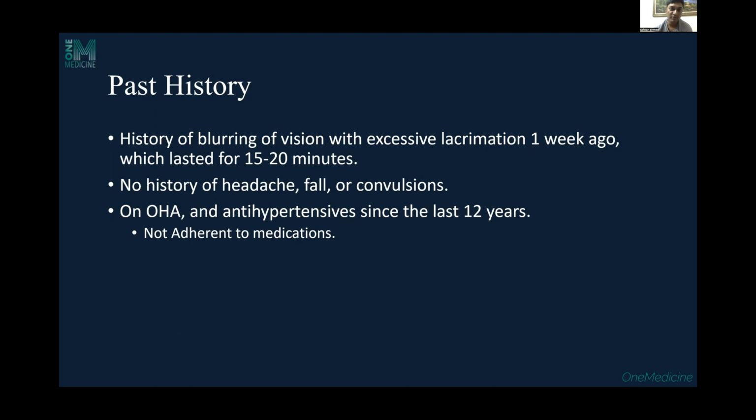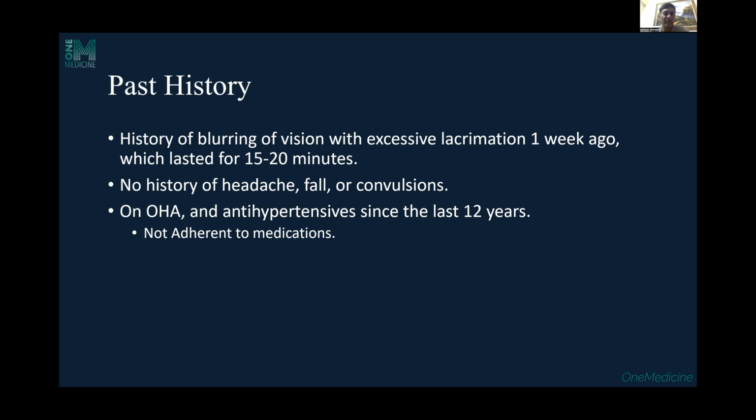You should elaborate more on blurring of vision. What is it? Was there tunneling of vision? Was there something like amaurosis fugax? Was there a sudden curtain-like sensation which came from up to down, then a visual field defect, and then rapidly improved? What exactly happened? Now, no TIA will cause excessive lacrimation. Lacrimation is a peripheral function, not a central function.